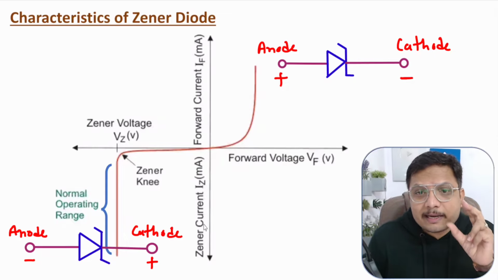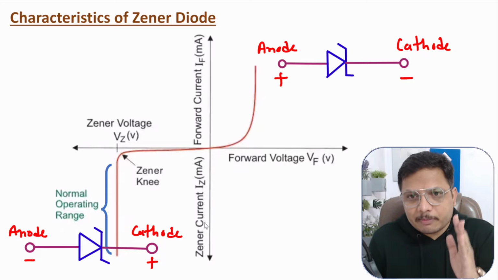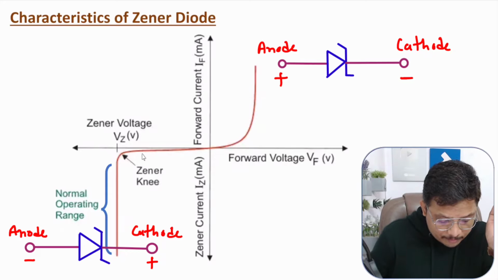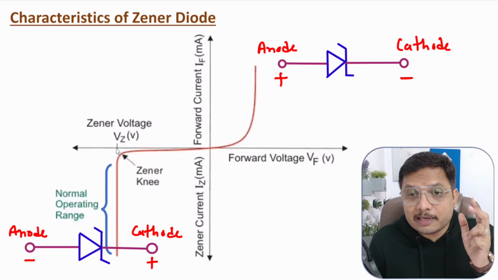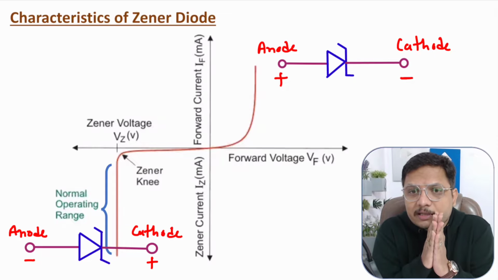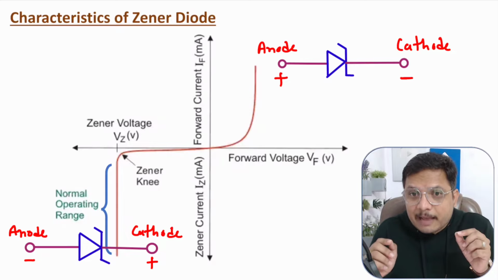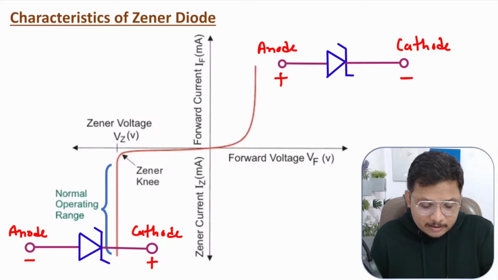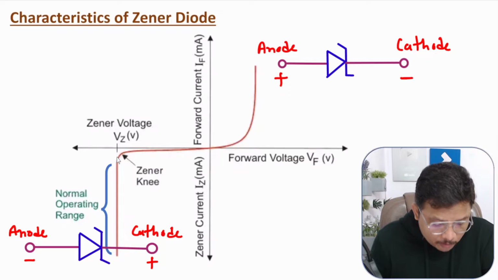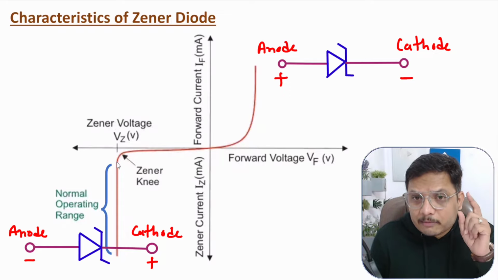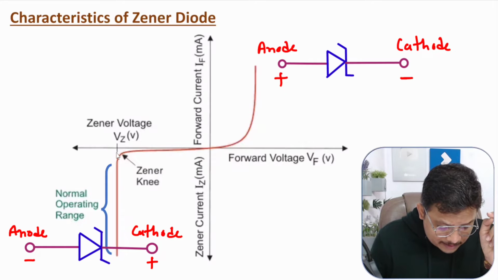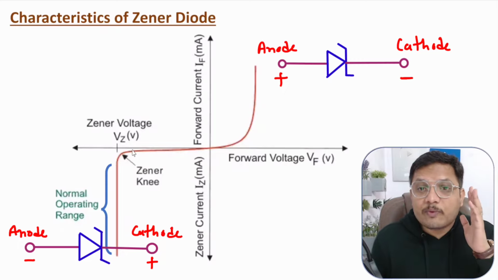Here, Zener breakdown voltage is lower compared to a normal PN junction diode, right? If you observe here, we have the breakdown voltage of Zener diode over here. This breakdown voltage of Zener diode is lower. Why? The reason is the depletion region width is narrow, and that is happening because of higher doping concentration, right? So Zener diode breakdown is happening at lower voltage. And one more thing you need to keep in mind, this breakdown curve of Zener diode is very sharp.